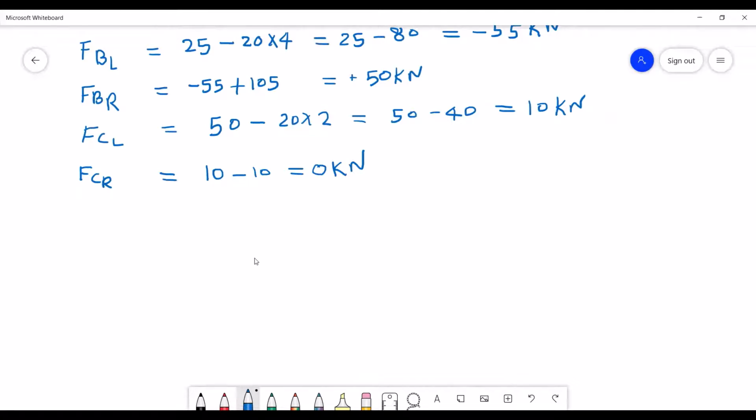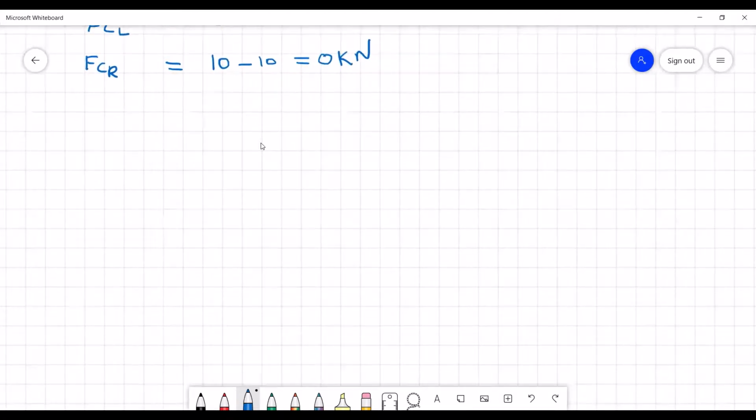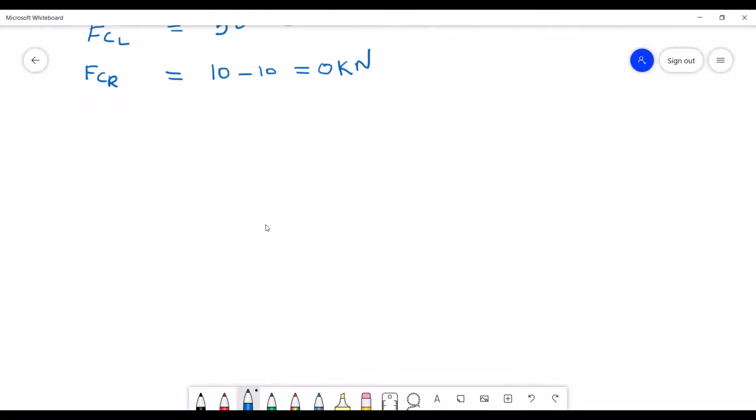Now we have to draw the shear force diagram. Let us draw the shear force diagram, because drawing it at this time is very important. Only then can we find the bending moment at each and every point, and hence draw the bending moment diagram. So we cannot keep it for some other time. We have to draw it right now. So let us draw the shear force diagram now.